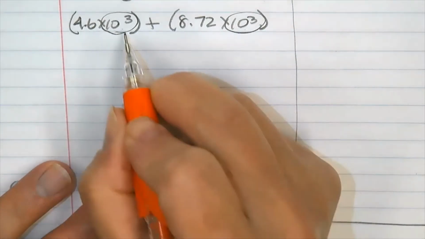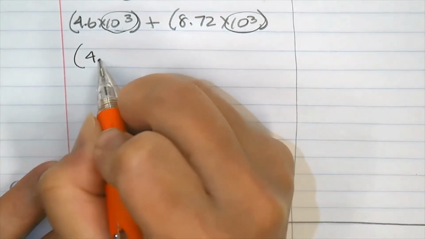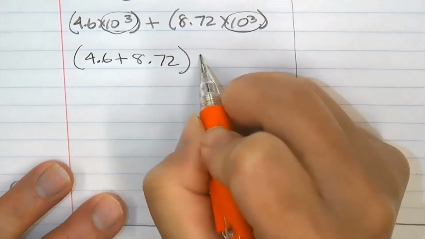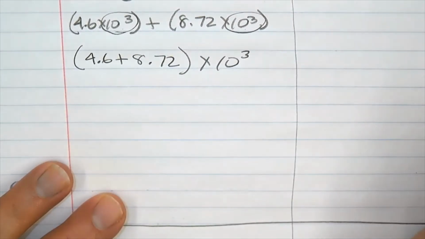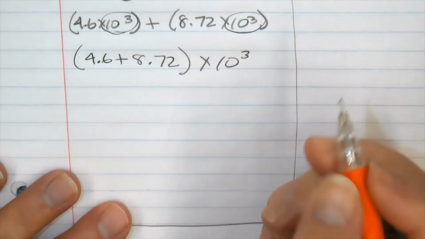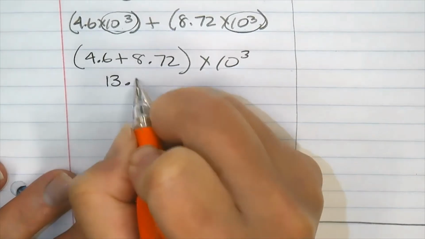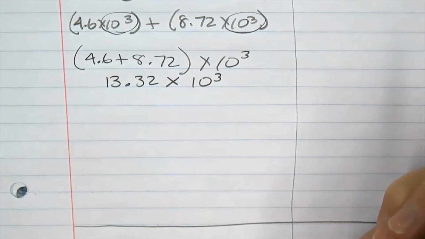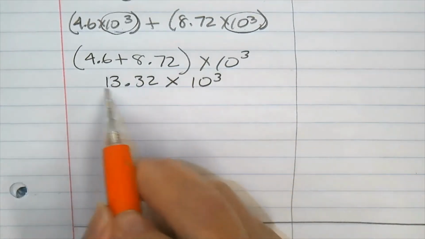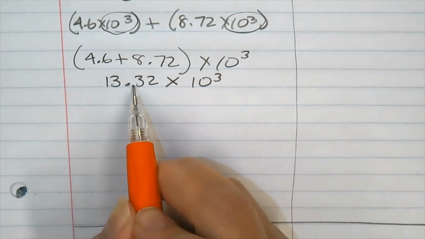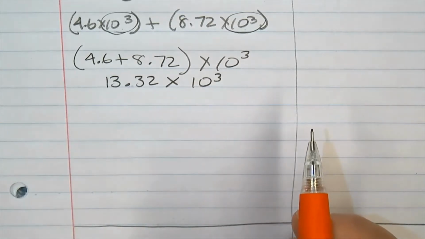So since our power of 10 is the same, we have 4.6 plus 8.72 times 10 to the third. Now use a calculator for this. 4.6 plus 8.72 is 13.32 times 10 to the third. But we're not done because this is not scientific notation. 13 and 32 hundredths is greater than 10. So we need to turn this into scientific notation.